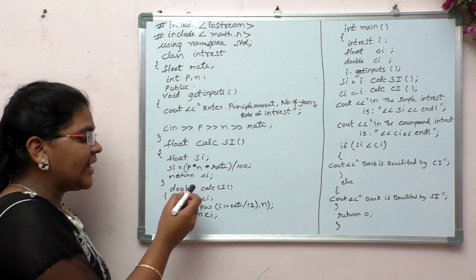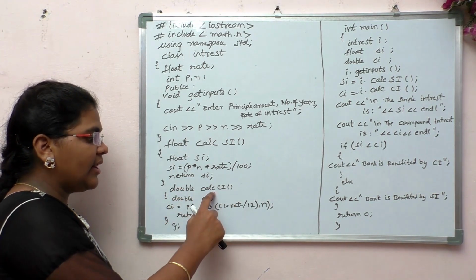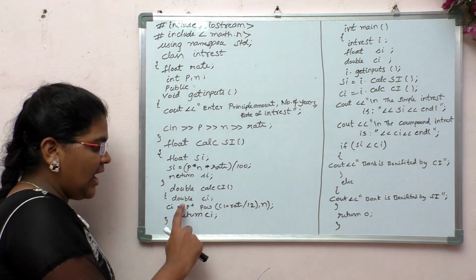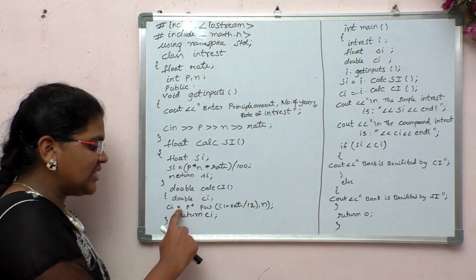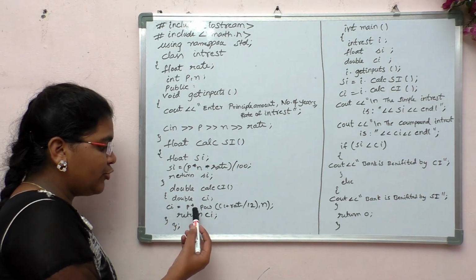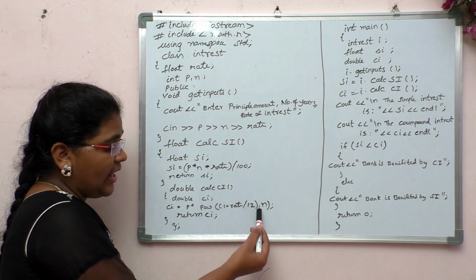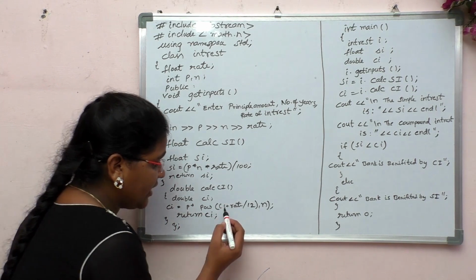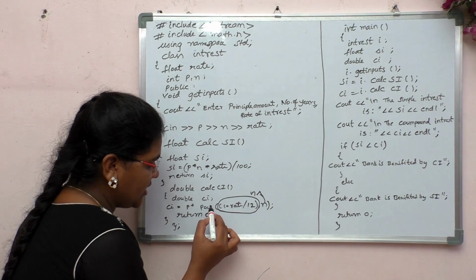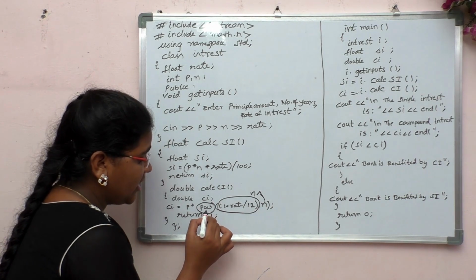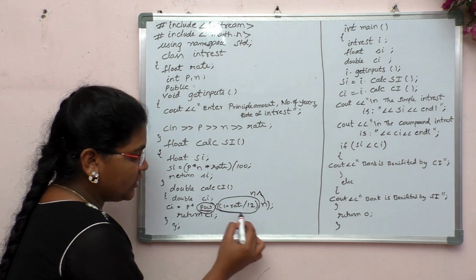And next, for calculating the compound interest we use double calculate compound interest and double CI, compound interest. Here the formula for CI is CI equal to P into power of 1 plus rate by 12, and here the power is raised to this n number of times. Here the word power means the power raised to this.